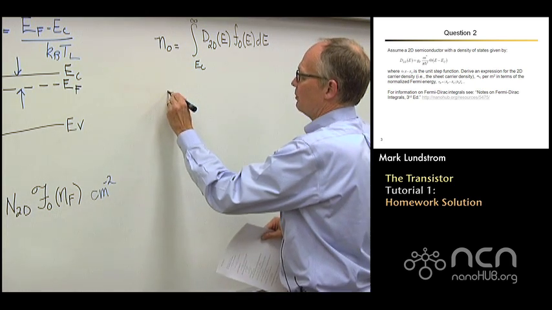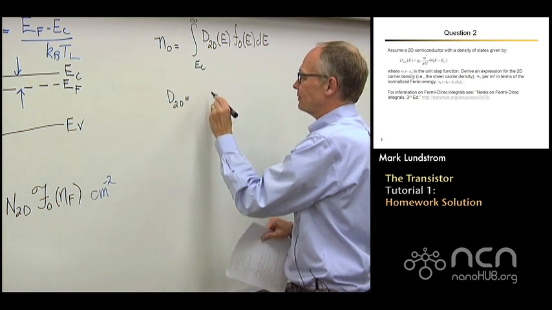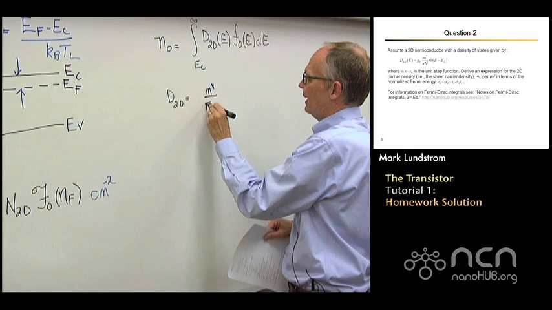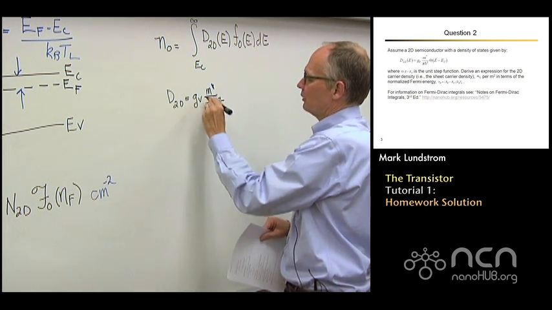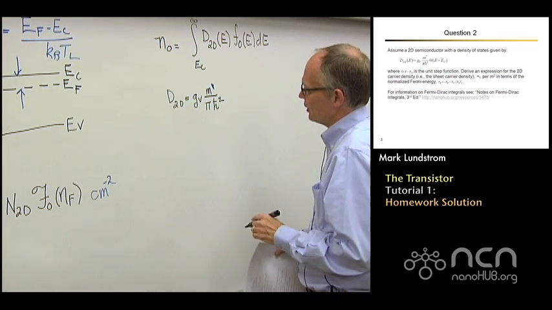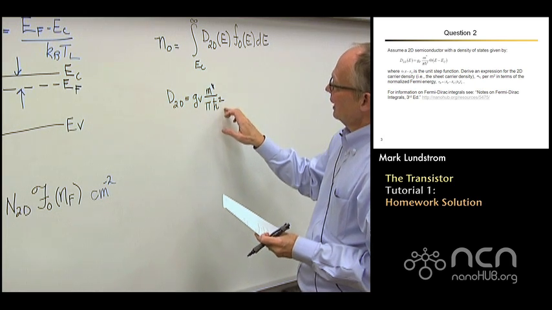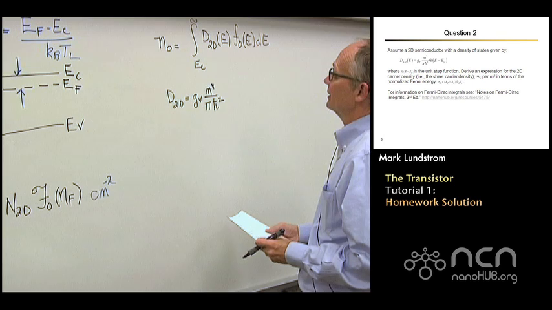Okay, so we remember that the two-dimensional density of states has a simple form. It's effective mass over pi times h bar squared. There's a valley degeneracy that we can't forget about, the number of equivalent valleys at this energy. And this is a step function, so it's 0 until we hit the bottom of the conduction band, and then it's constant.